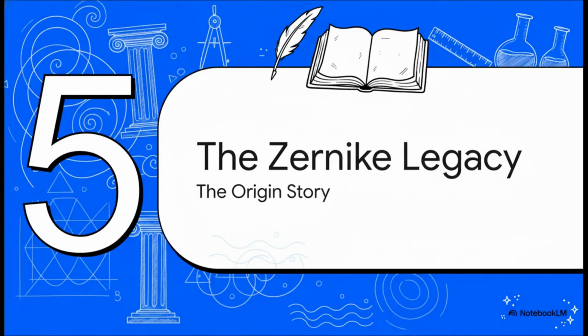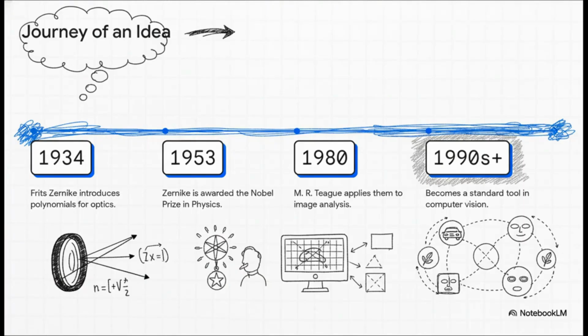So, who came up with this brilliant idea? The backstory is actually fascinating, and it starts way before anyone was even thinking about computers seeing things. So check out this journey. It all starts back in 1934 with a physicist named Fritz Zernike. He wasn't thinking about images at all. He developed these special polynomials for his work in optics, and he ended up winning a Nobel Prize for it.